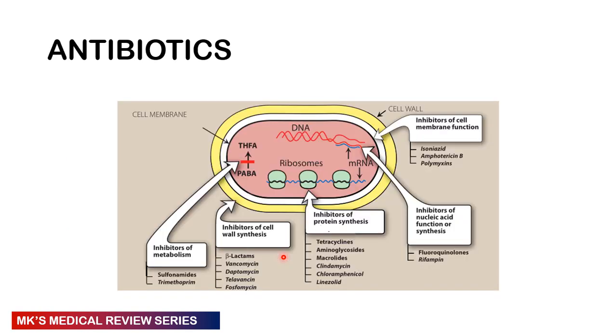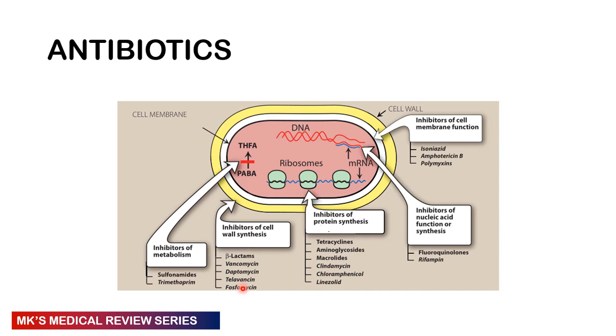So here's a diagram and a schematic to help you remember the different classes of antibiotics. Here you have the inhibitors of cell membrane function: isoniazid, amphotericin, and polymyxins. I won't discuss any of these because we'll discuss them in the different topics on the channel. Then we have inhibitors of nucleic acid synthesis, fluoroquinolones and rifampicin. We'll discuss fluoroquinolones. We have inhibitors of protein synthesis, tetracyclines, aminoglycosides, and all these other drugs. We'll discuss all these drugs.